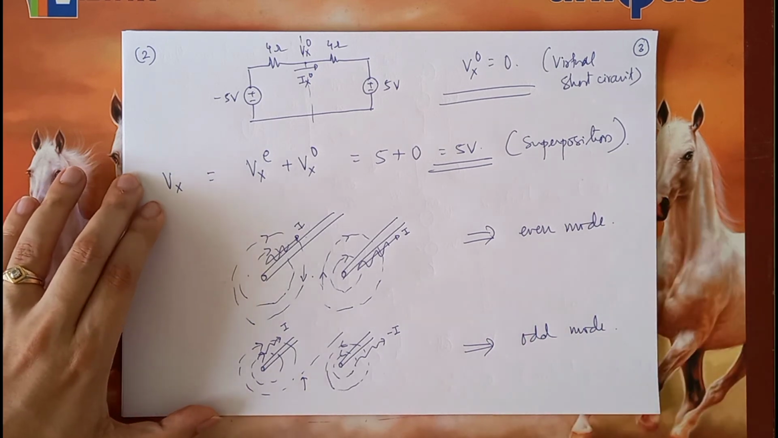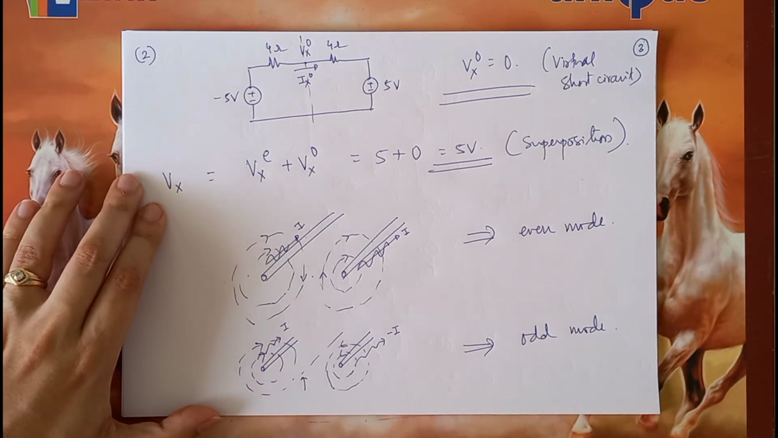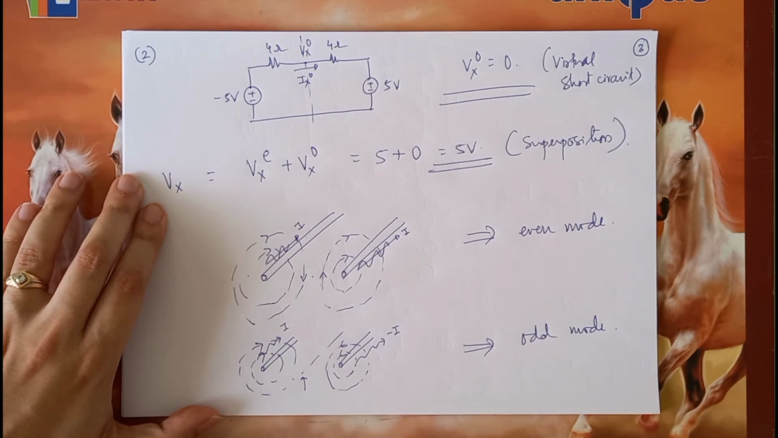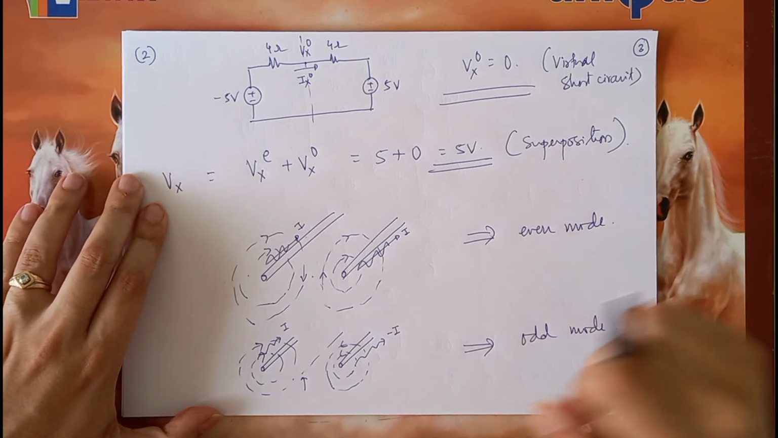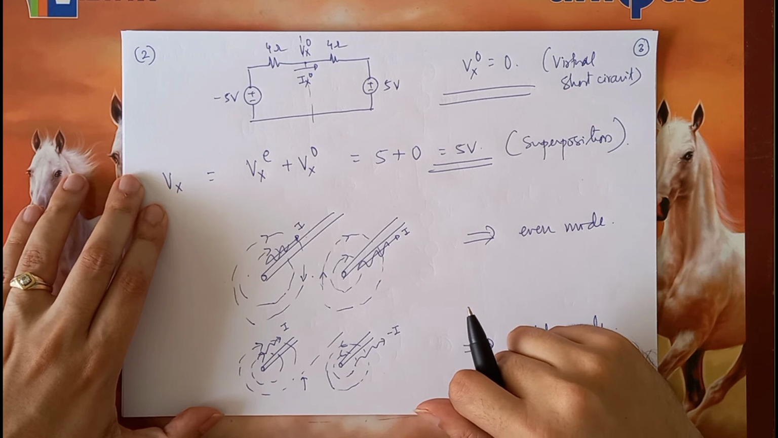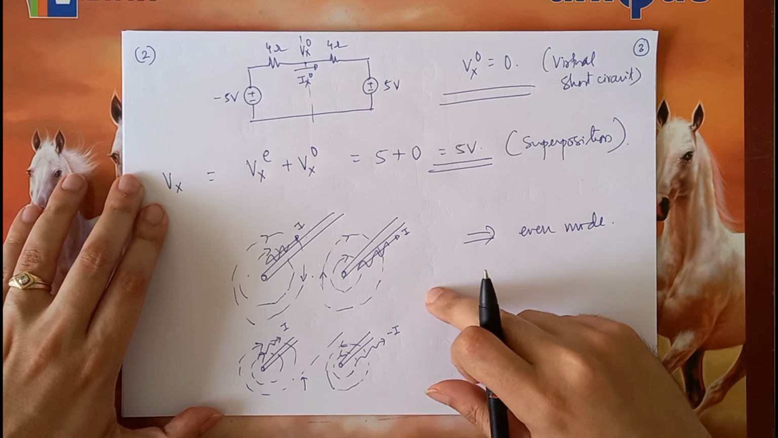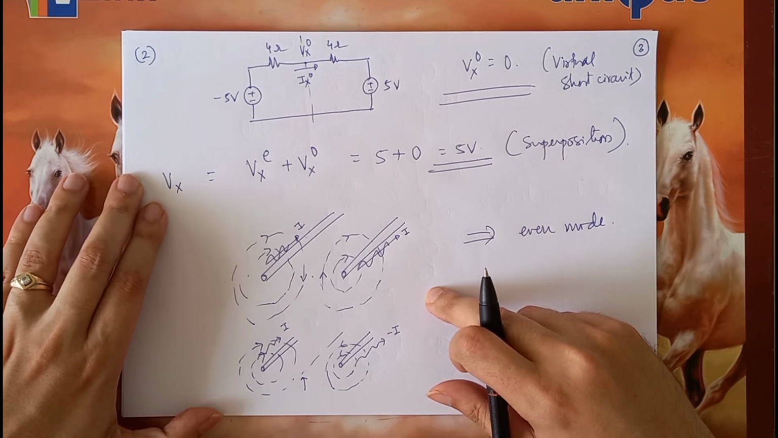Now, using this even mode and odd mode, we can quite simply analyze circuits in two different modes and simply superimpose the two results and observe what the final behavior of the circuit or the network under question is.